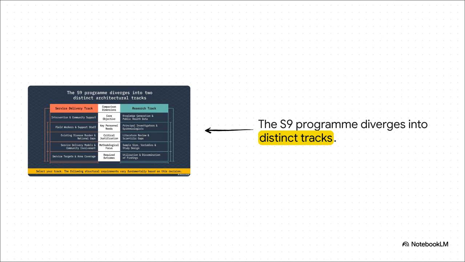So listen, before you write a single word or check a single box, you absolutely have to understand the architecture of this form. Right at the starting line, the S9 program diverges into 2 totally distinct tracks: service delivery and research. Your entire structural requirement is going to shift based on this choice. Service delivery needs field workers and community involvement for direct action, right? But the research track? That requires principal investigators, epidemiological data, and a really rigorous scientific methodology. Make sure you read all the guidelines thoroughly and pick your lane early before answering any questions.